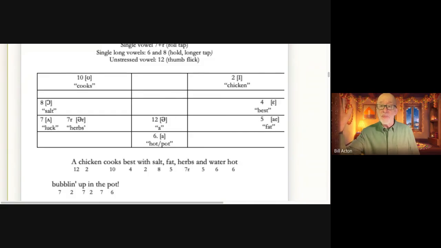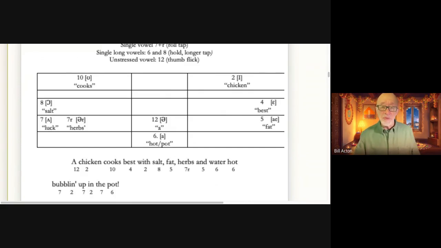Start up at 10. So cooks. At 8, salt. Oh, sorry about that. I change the words all the time. I have to look myself, right? And then 7, we've done 7. Let's do straight 7, then the 45-degree angle. So luck, and then herb, herbs. There you are. That's the system.